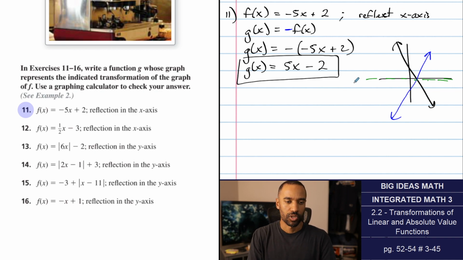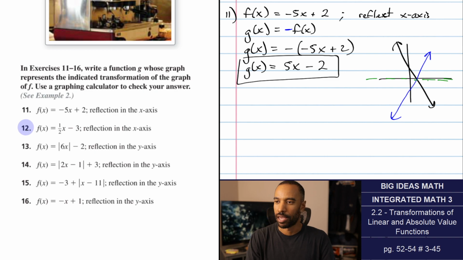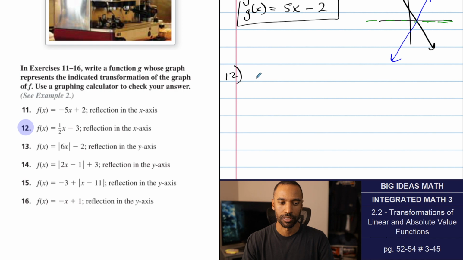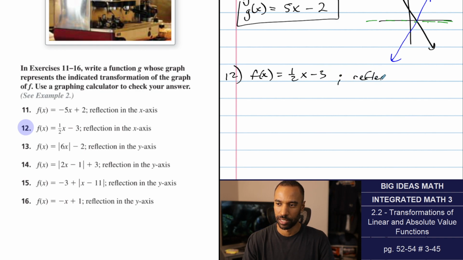Okay, let's look at number 12. Another linear equation. I will probably not bother graphing it, but, well, it depends. Well, it's a reflection in the x-axis. No, I'll keep it. f of x equals 1/2 x minus 3. Let's reflect across the x-axis.